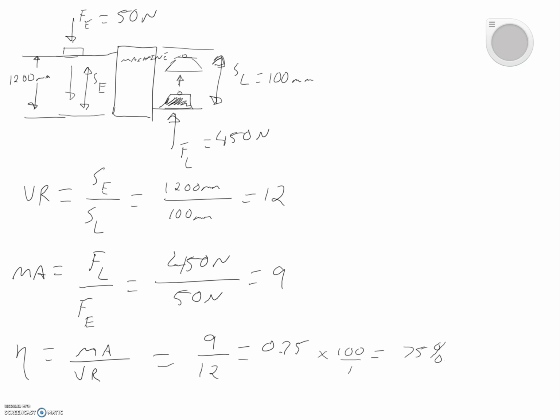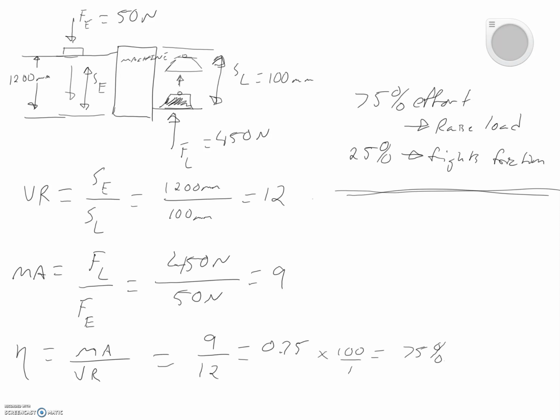So what it's saying here is that 75% of your effort as put in is being converted to raise a load. So 75% of your effort will raise the load, which means that the rest of the 25% remaining fights against friction. Okay?